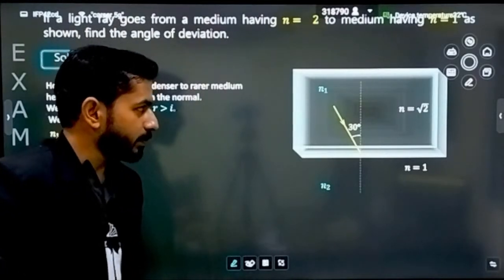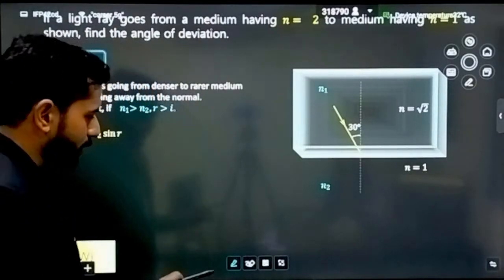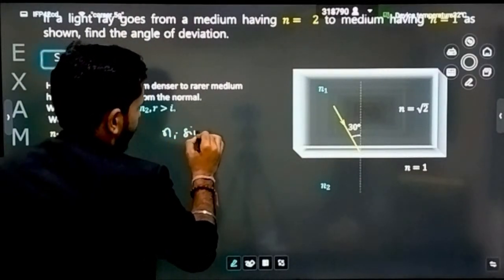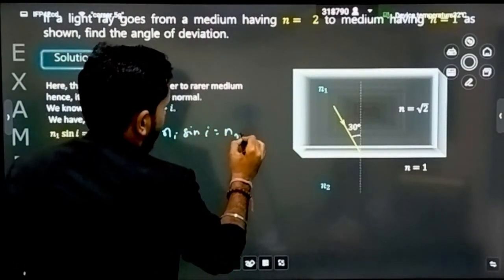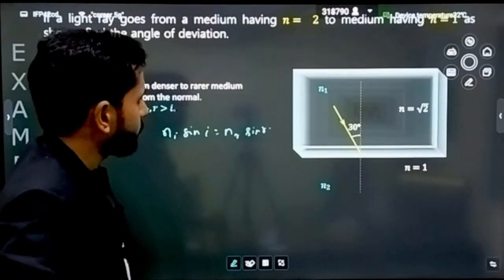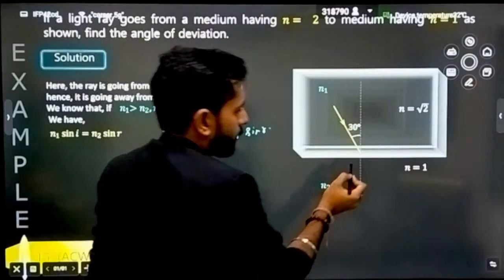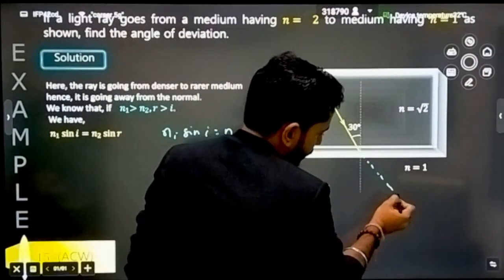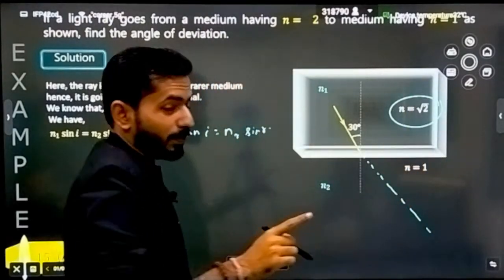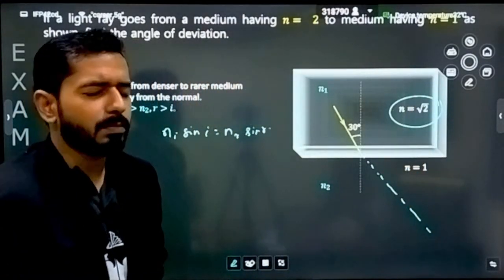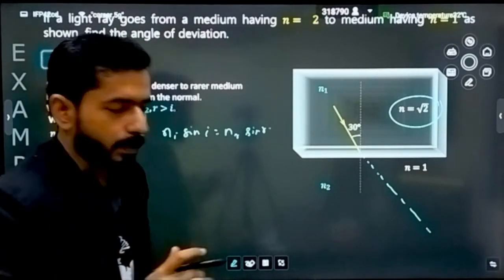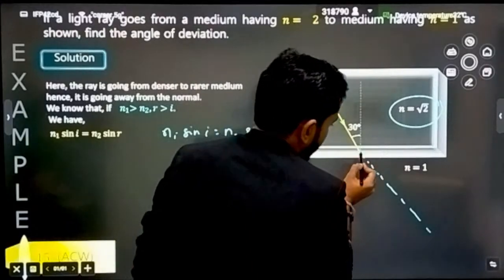Let's understand from every perspective, let's make the diagram also and solve it. What is Snell's law? Ni sine i equals nr sine r. Firstly, let's make the ray diagram. See, this was the normal and the incident ray. Now you are moving from denser medium to rarer medium. Denser to rarer means bending is always away from the normal.